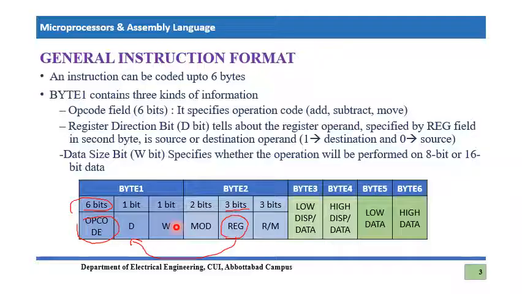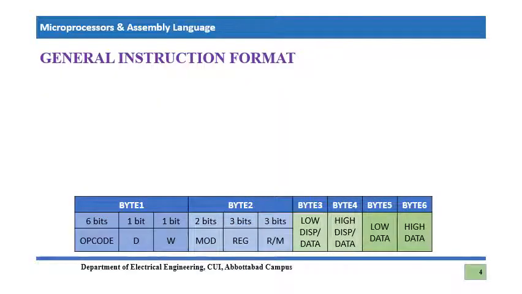So that 16-bit or 8-bit operation is specified under this bit. Whenever the W bit is equal to 1, it means it is a 16-bit operation, and if the W bit is equal to 0, then it is an 8-bit operation. In this slide we are going to discuss byte number 2 of the instruction format.